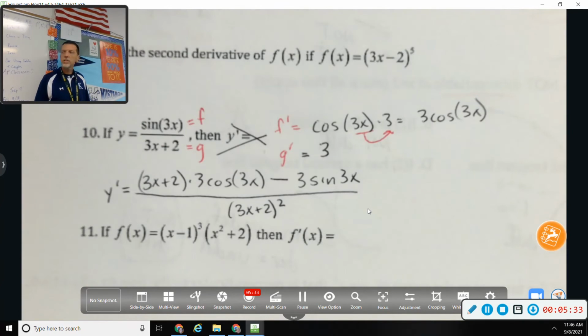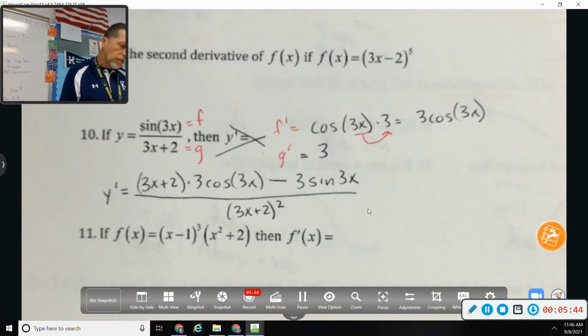Other questions from the review? Let's see, second derivative, third derivative.